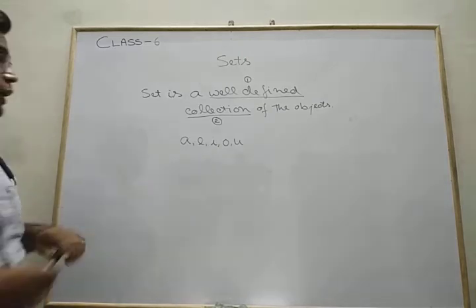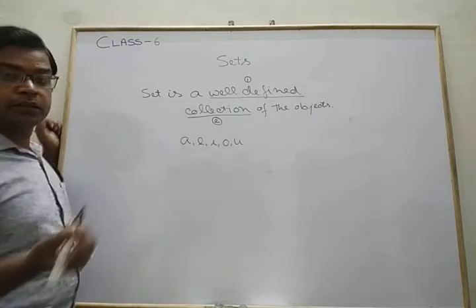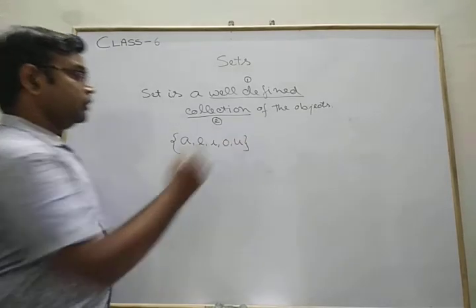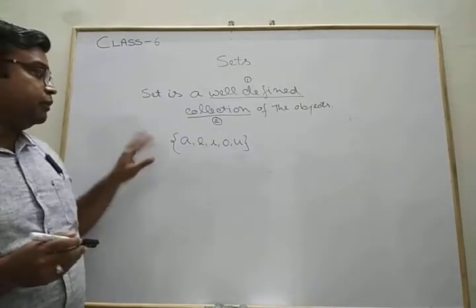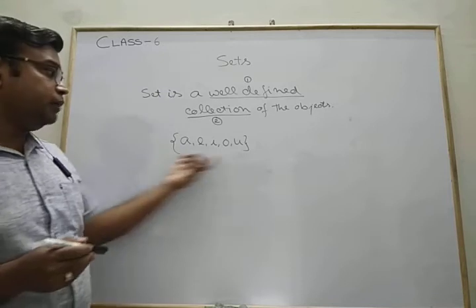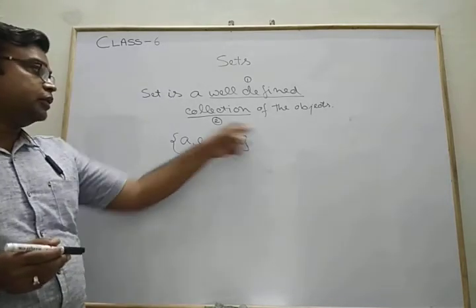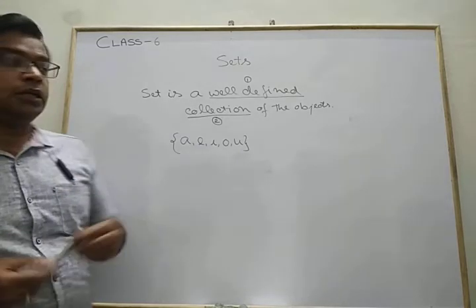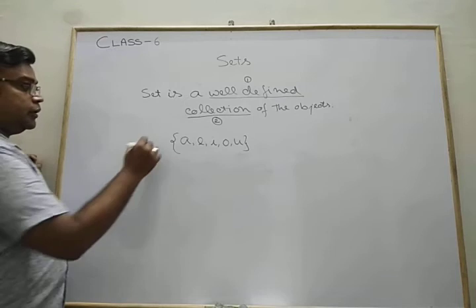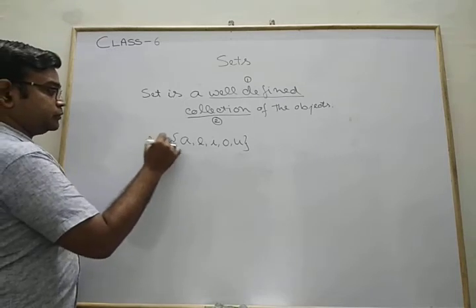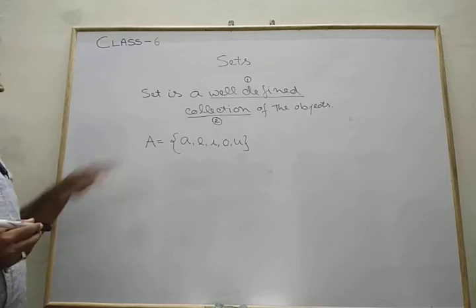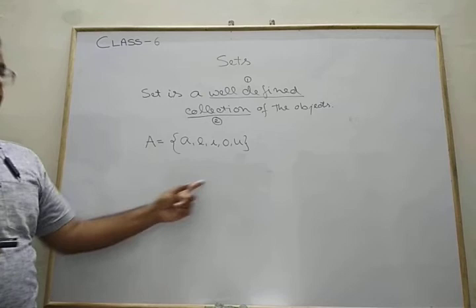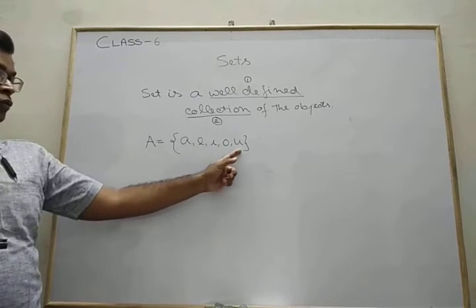Always remember that whenever we write the members of a set, we must include them in curly braces. Now we can say this is a set. And to give the name of the set, we always use a capital letter. In this case, A is a set of a, e, i, o, u.